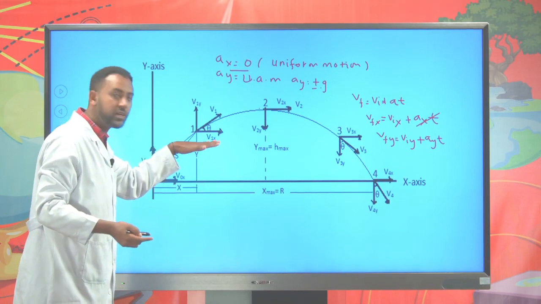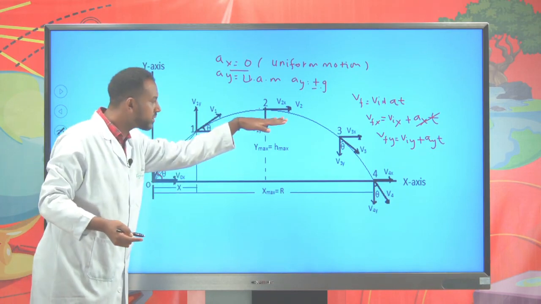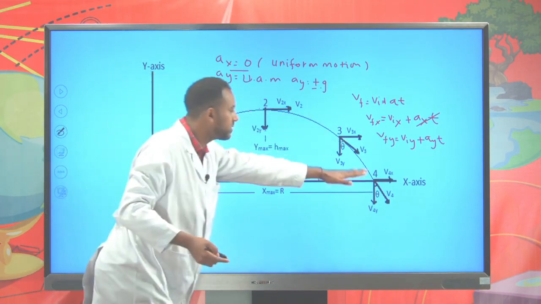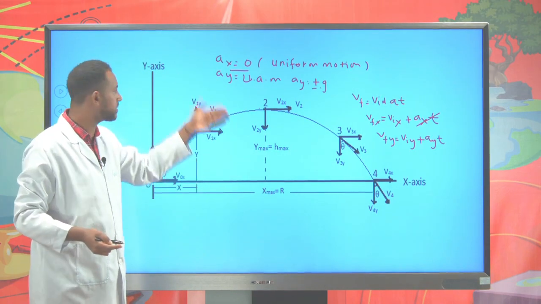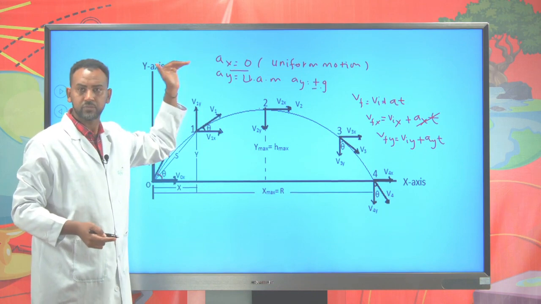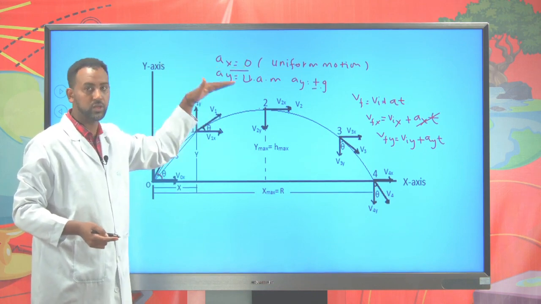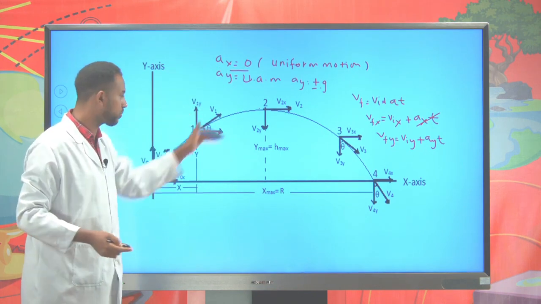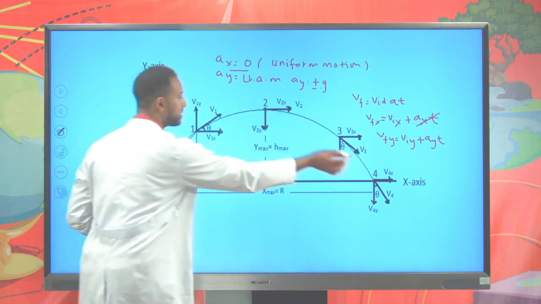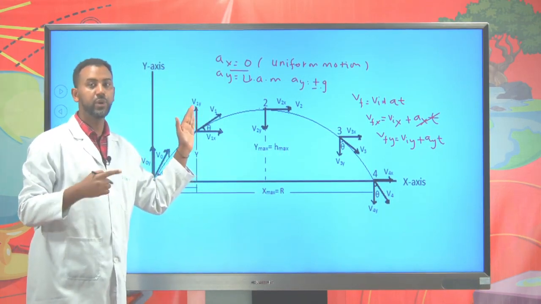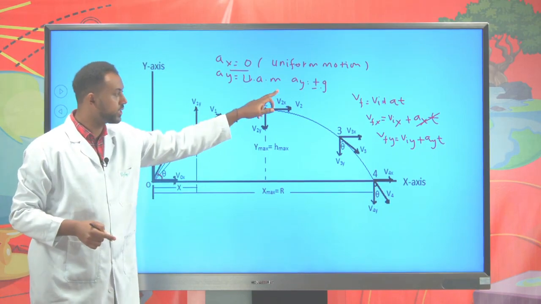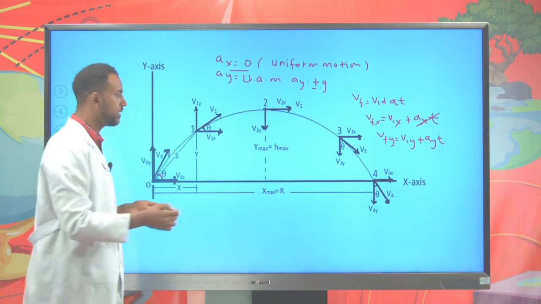At 1 second it is 60, it remains there. At 2 seconds it remains 60. At any time t, the horizontal velocity remains constant. That's why it's called uniform motion. The horizontal component is called uniform motion, so the velocity remains constant. But the vertical component depends on the vertical acceleration, and that is gravity.